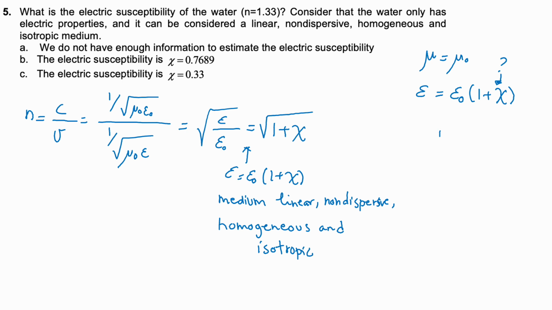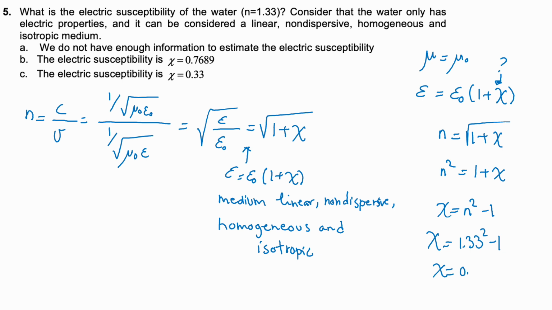Alright, so we know that the refractive index is the square root of 1 plus the susceptibility. So the square of the refractive index is 1 plus the susceptibility. So the susceptibility is equal to the refractive index squared minus 1. If we insert the one from the water, we find that our susceptibility is 0.7689, and that means that the correct solution is B.